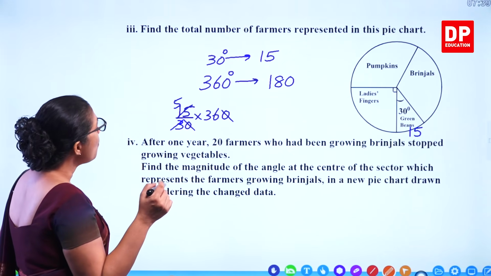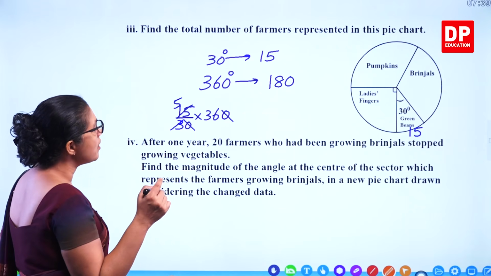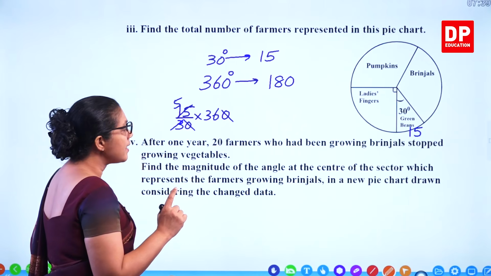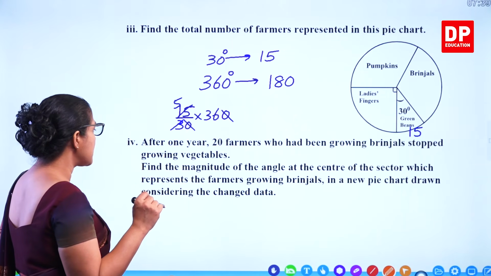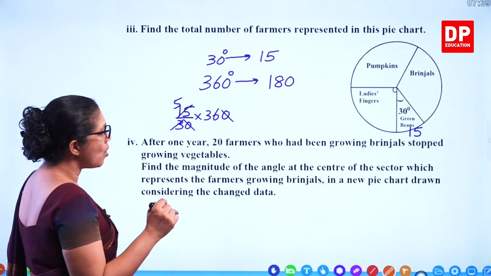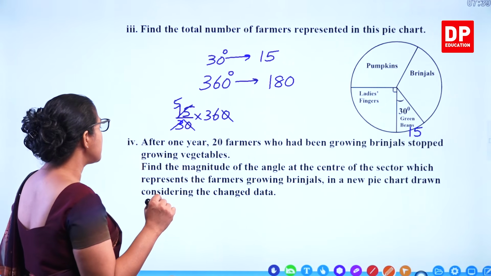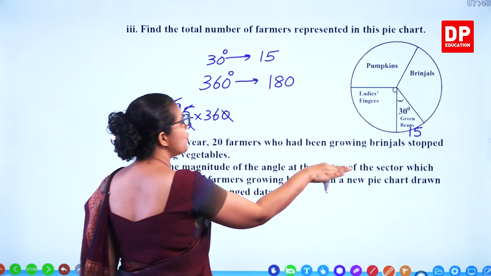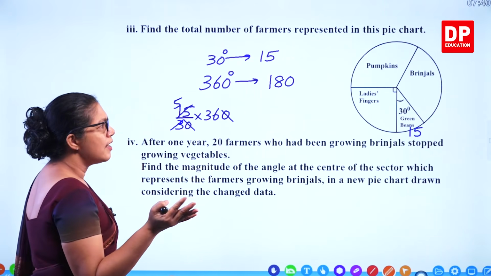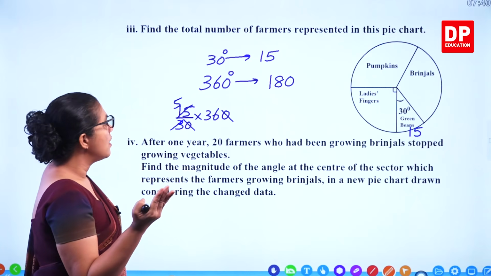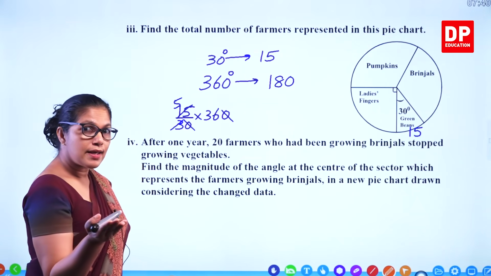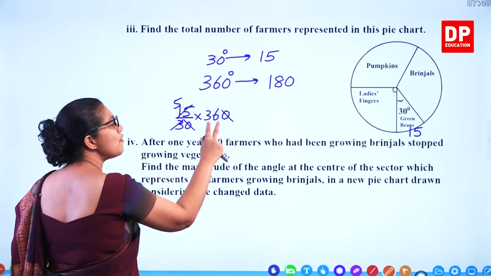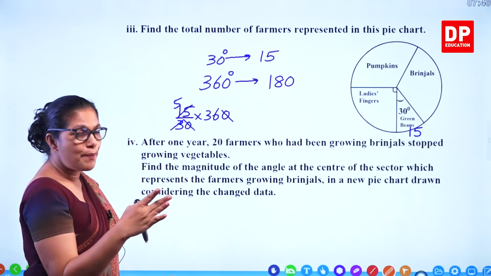Last part. After 1 year, 20 farmers who had been growing brinjals stopped growing vegetables. Find the magnitude of the angle at the center of the sector which represents the farmers growing brinjals in a new pie chart drawn considering the changed data. So 20 farmers moved. There are two methods. You can find out the total number of farmers for brinjals and find the angle, or just find how many farmers moved, find the angle for that, and add it to the previous one.